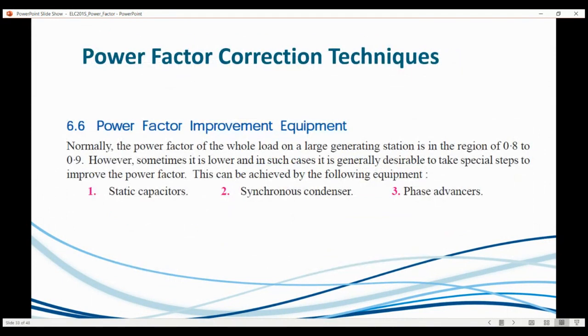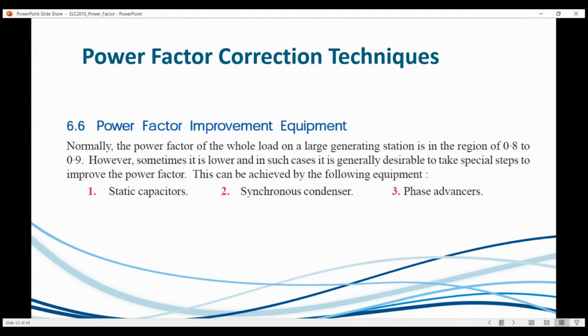What I expect you to know as well is these techniques on how to correct power factor. It will form part of your test 2, so making you aware, right? The main 3 types on how to improve power factor are the most common types. And the saying is normally the power factor of the whole load on a large generating station should be around 0.8 to 0.9, right? And sometimes it is lower. We have to improve it.